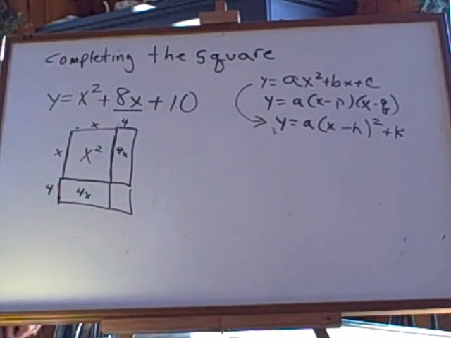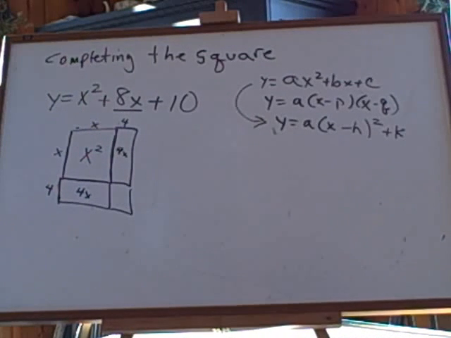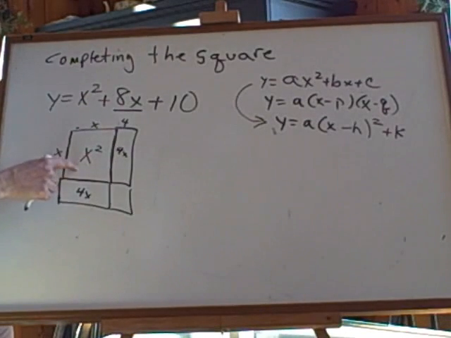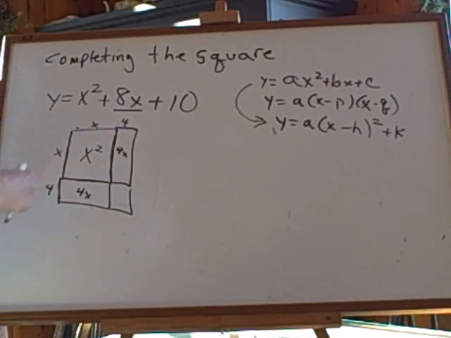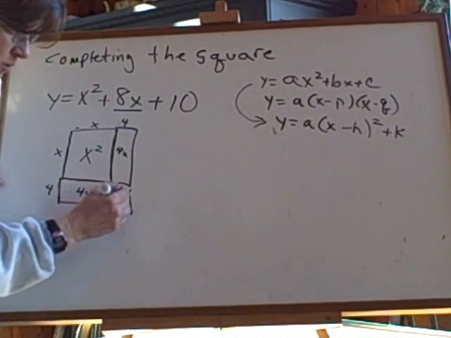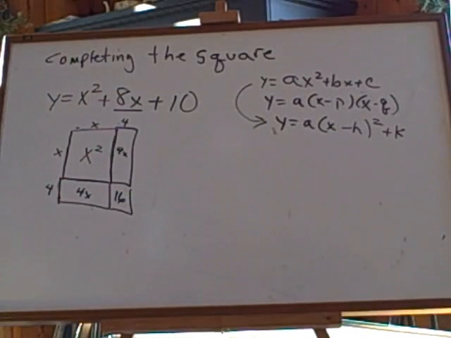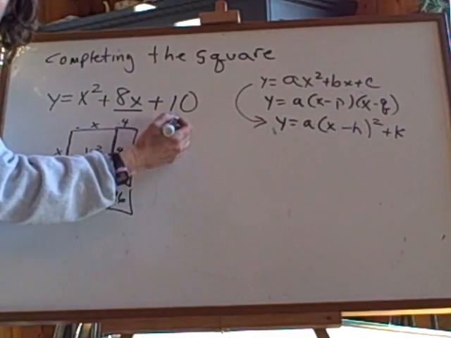Remember when we were doing that box multiplication before, when we had those binomials and we were multiplying them into the box? Well, x times x gives me x squared. x times 4 gives me 4x. x times 4 gives me 4x. What is 4 times 4? 16. That's what's going to go here. Now, do I have a 16? No.